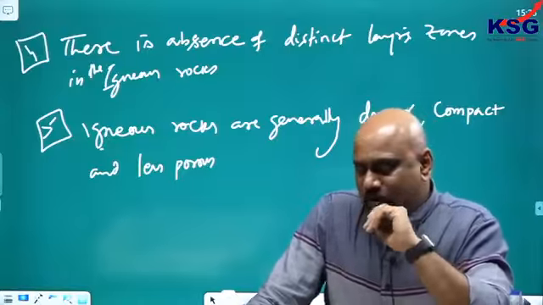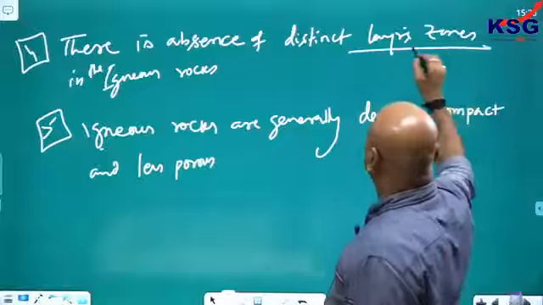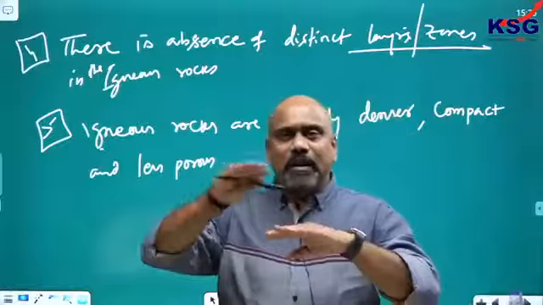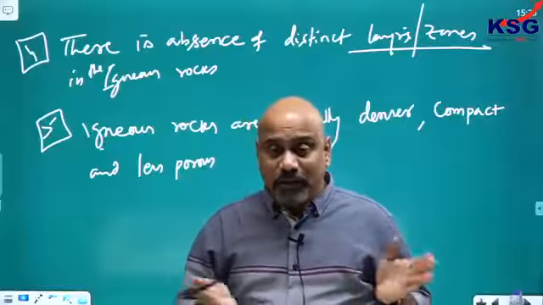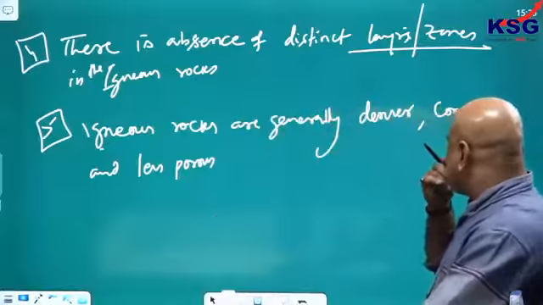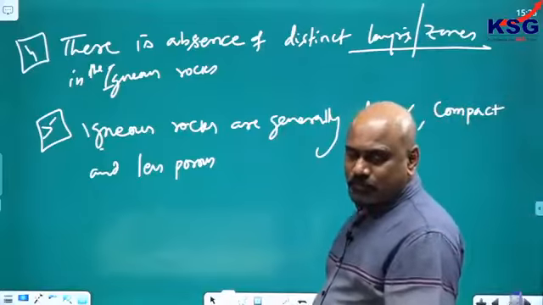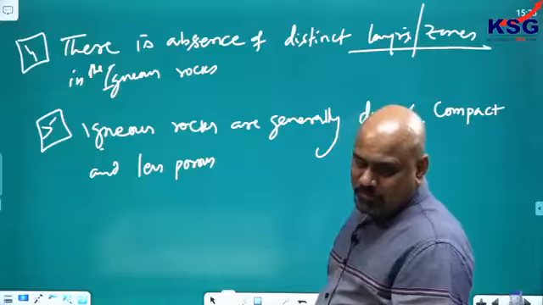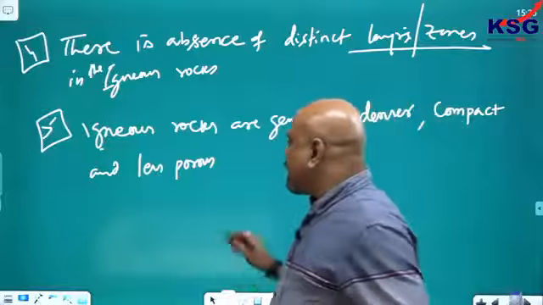So that's why, point number 4 to repeat it. There is absence of distinct layers or zones in the igneous rock. I mean, you will not get layer by layer formation at a time. There is no division of layers here. But in sedimentary rock, you have layer by layer. Igneous rocks are generally denser, compact and less porous. Porous is only one, pumice. Less porous means that these types of rocks do not have too much capacity for holding water. Yes, they are less porous.